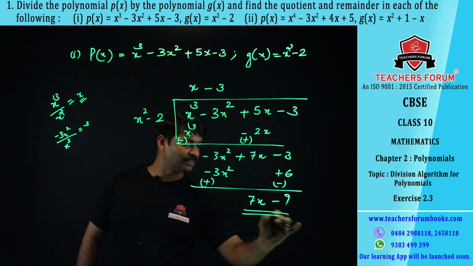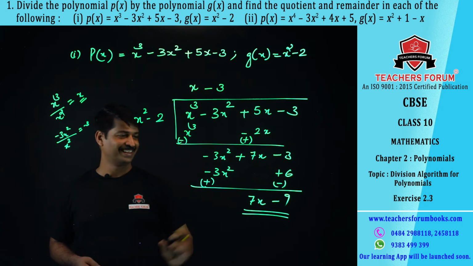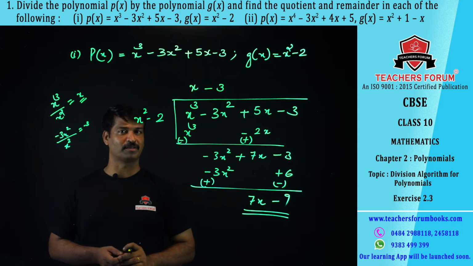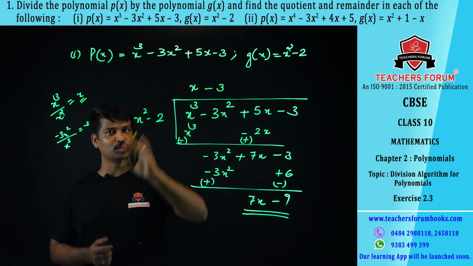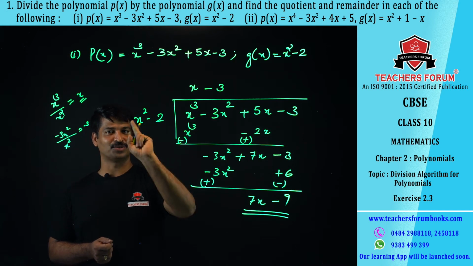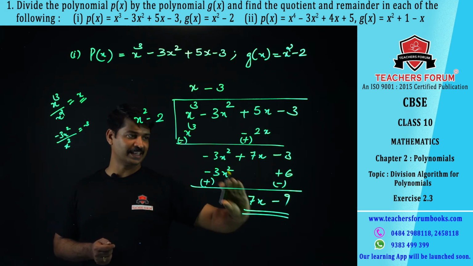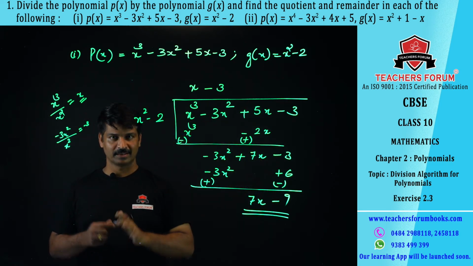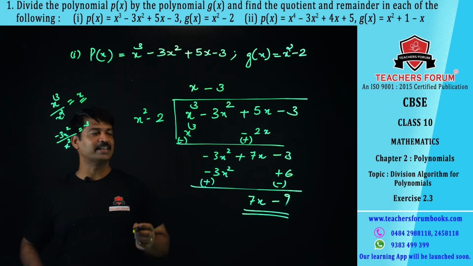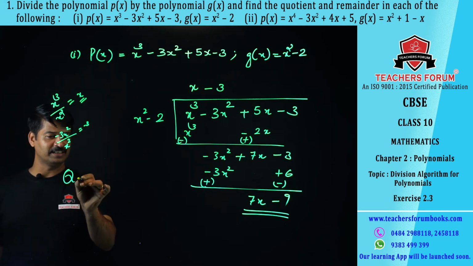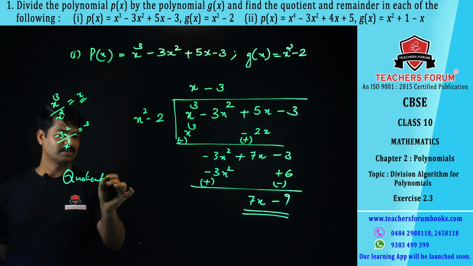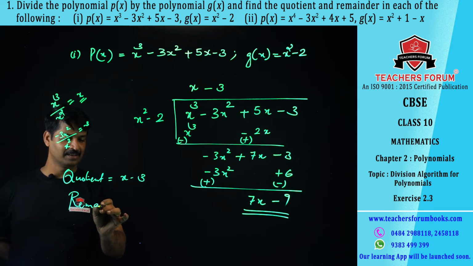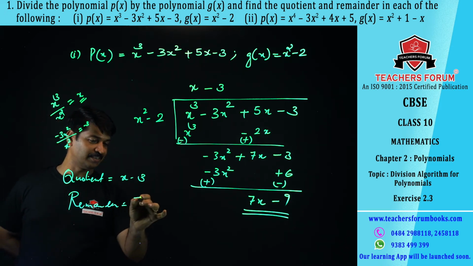Here the process stops. Why? What is the degree of the remainder? The degree of the remainder, x raised to 1, is 1. What is the degree of g of x? The degree of g of x is 2. So when the degree of the remainder becomes less than the degree of g of x, we can stop there. Now what is the quotient? The quotient is equal to x minus 3 and the remainder is equal to 7x minus 9.